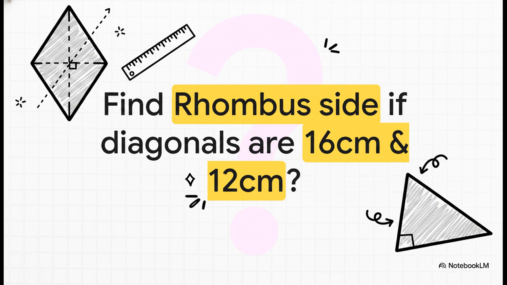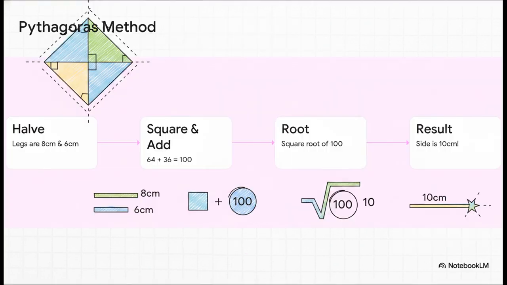No way, right? Well, remember what we just learned a minute ago about a rhombus? Its diagonals intersect at exactly 90 degrees. That single, tiny property is the key that unlocks this whole problem. Because they intersect at 90 degrees, they actually create right-angled triangles inside the shape. So we bring in the good old Pythagoras method.